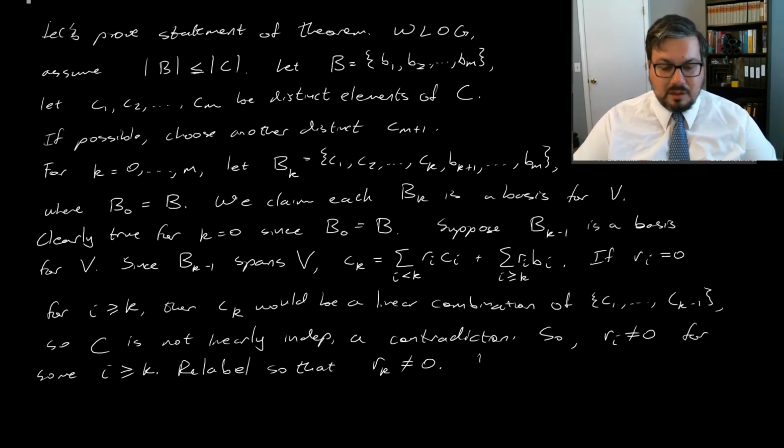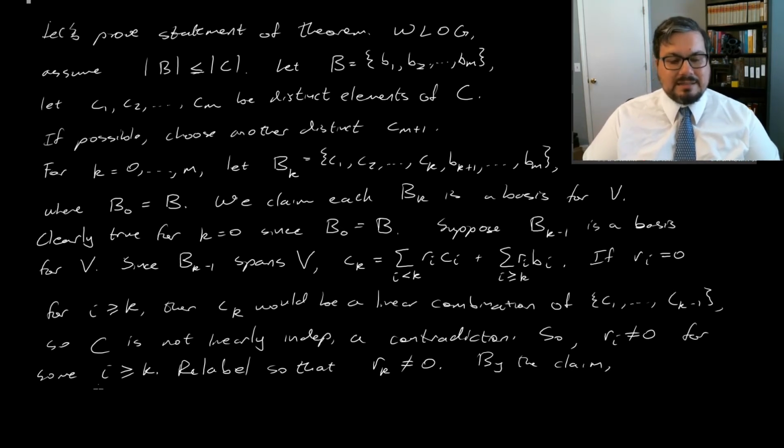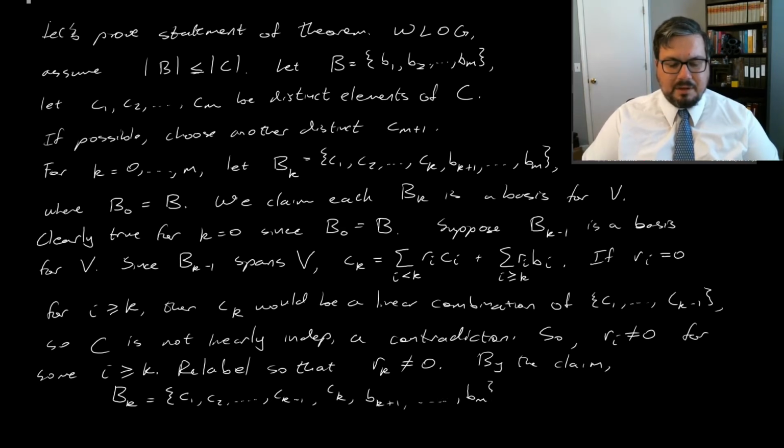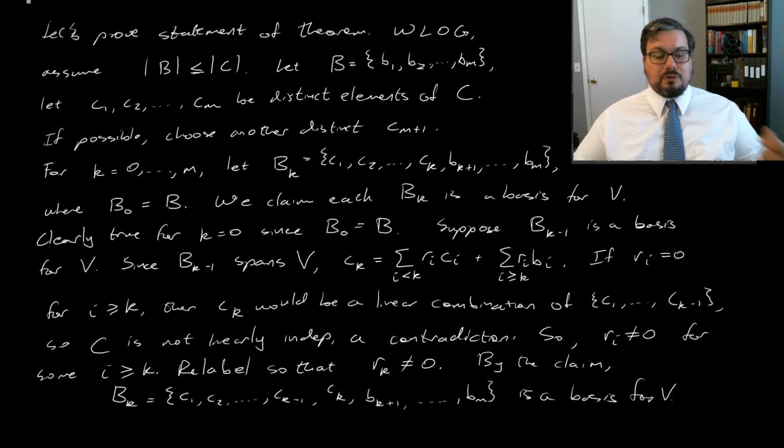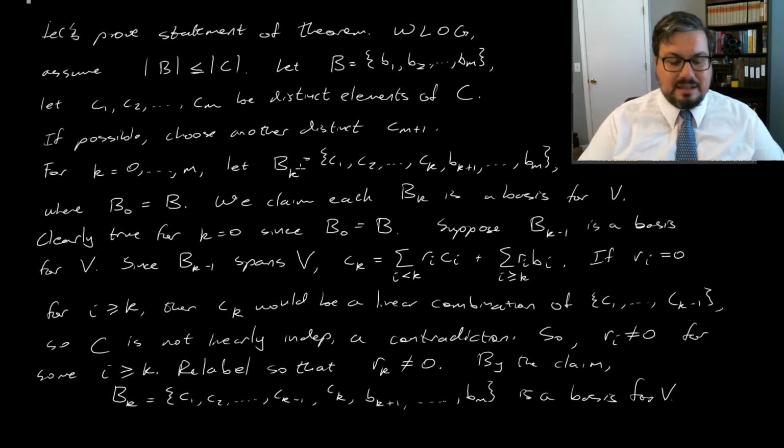in this description. So by the claim, we may replace the bk with the ck. So instead of the bk that was here before, we can put in the ck and then get bk minus 1 up through bm is a basis for V. And we can keep doing this over and over again, replacing more and more of the original B basis elements with the C basis elements.